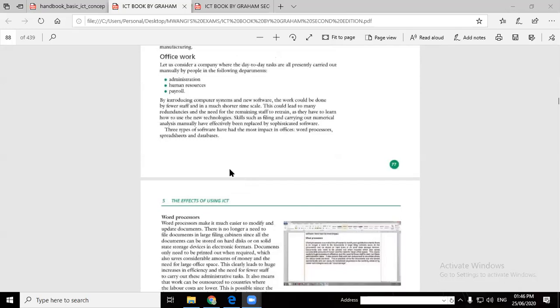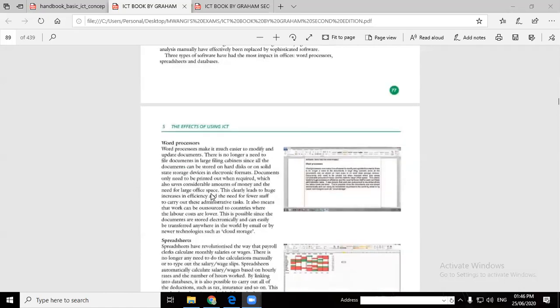Now, because we are looking at the three software that most affect office work in three areas, that is administration, human resource, and payroll, let us look deeper into each software. We are looking at the word processor first. A word processor makes it much easier to modify or update a document.